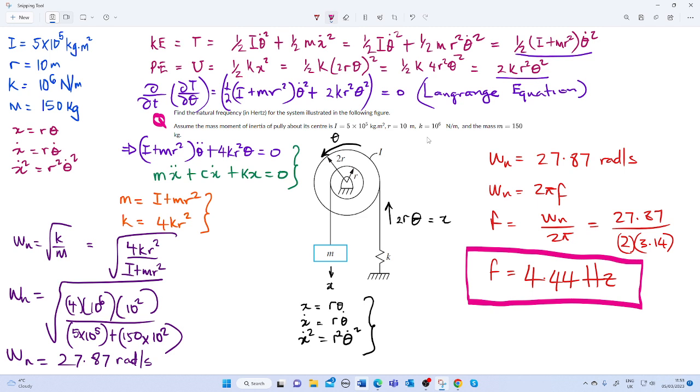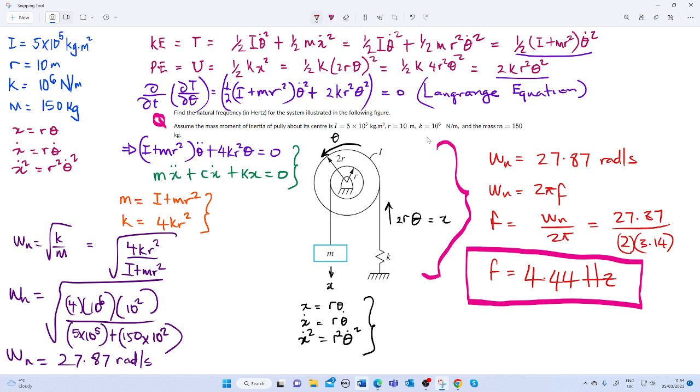Now here we have a dynamic system of a pulley connected with a mass system and a spring system, having a rotation of 2r theta, with the moment of inertia of the pulley equals 5 times 10 raised to the power 5 kilogram per meter square. Now, looking at the pulley system in a dynamics form, how do we approach this particular question?